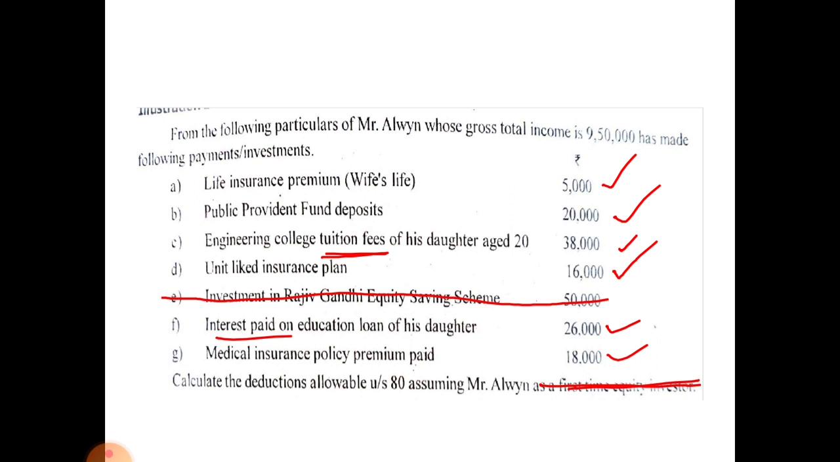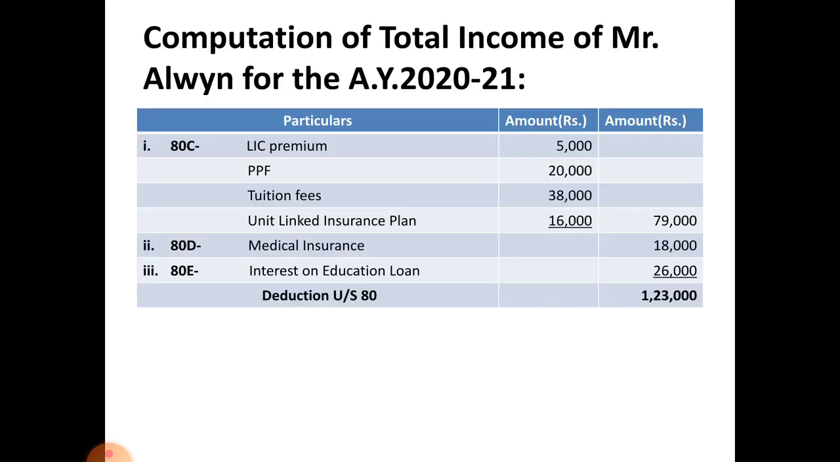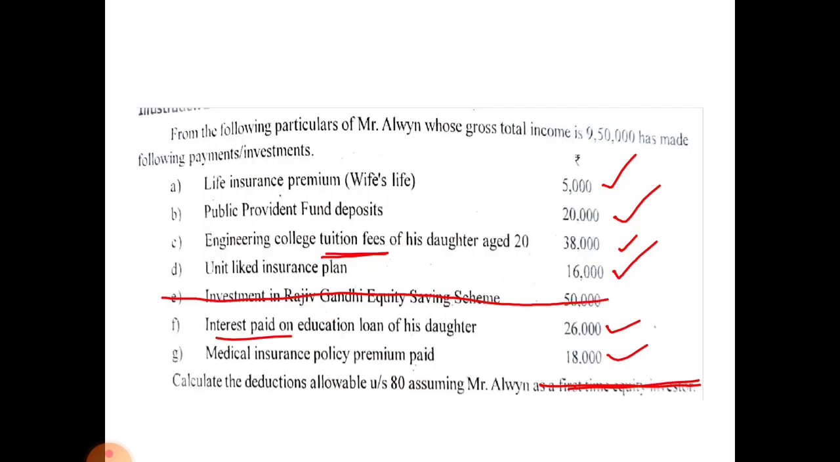So you have to calculate deduction under section 80. Computation of, here not total income, that is deduction under section 80 of Mr. Alvin for assessment year 2020-21. Particulars and two amounts columns. In particulars, first you have to write deduction under section 80C. Here gross total income no need to write, because here they asked to calculate deduction allowable under section 80.